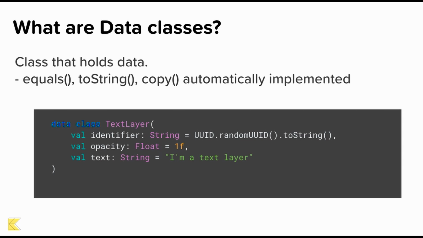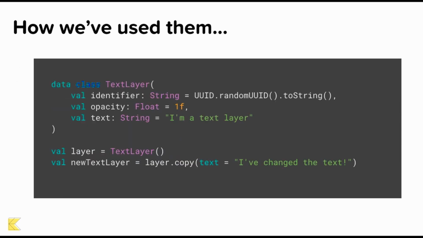So this is an example of using it and how we've used it in our app. So you can create a text layer in the Over app, and this is similar to the structure that we have, but basically you can have different properties. So we have the text of the text layer, something like the opacity, probably other things like the color, all different properties of a text layer. And we've used these kind of concepts quite heavily within the Over app.